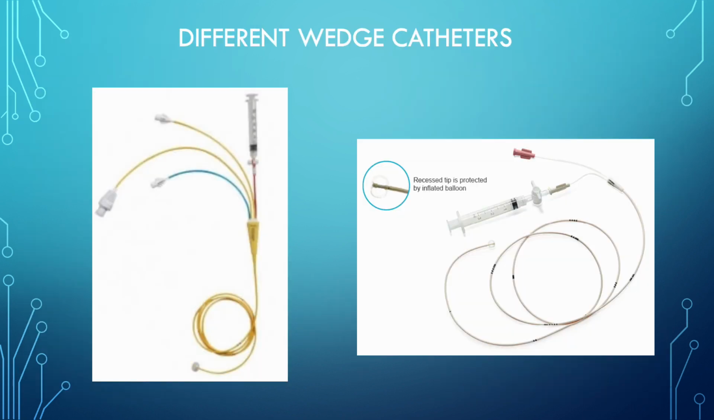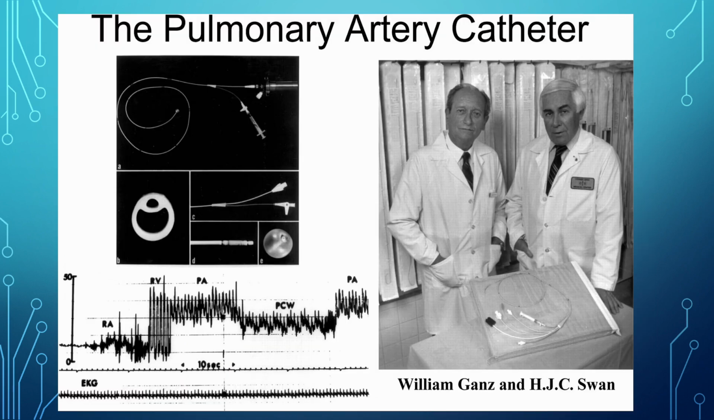And these are different wedge catheters. So this is just a regular wedge catheter, and this is a Swan-Ganz catheter with multiple outlets, and it has here a thermodilution port to have a different way for cardiac output other than oxygen sats. And here you can see Dr. Swan and Dr. Ganz.